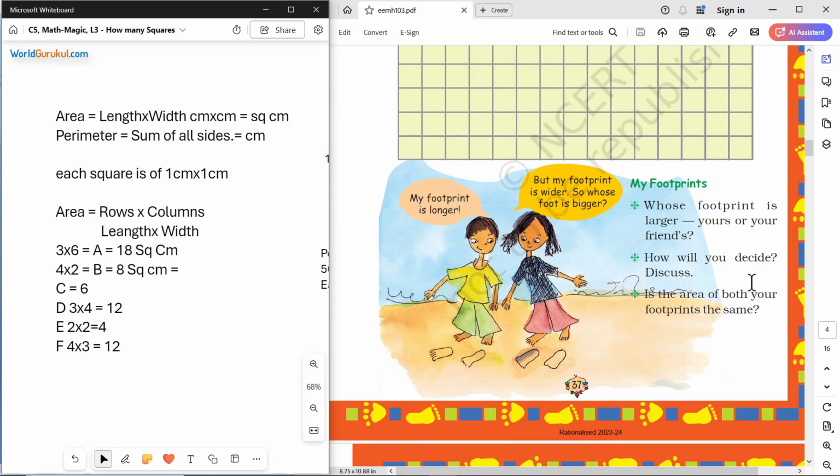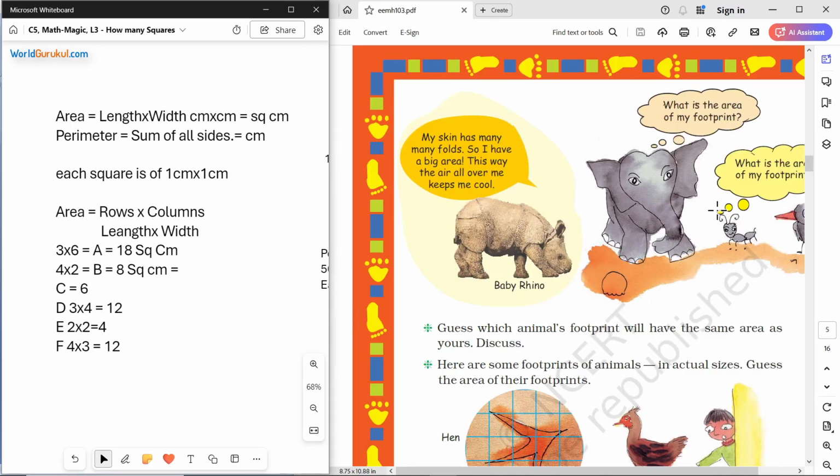And here the question is how you will decide. So you have to do some tracing and measuring to find out which one is bigger or smaller. You know the footprint an ant makes, a bird makes, and of course the rhino and the elephant. So you know which one is bigger, which one is negligible or hardly seen, or smaller.